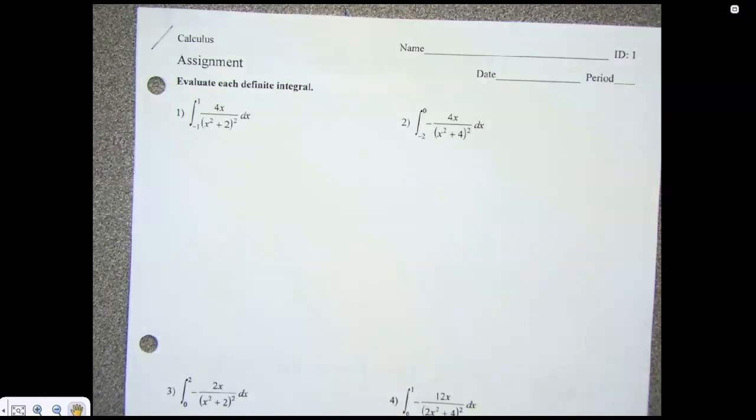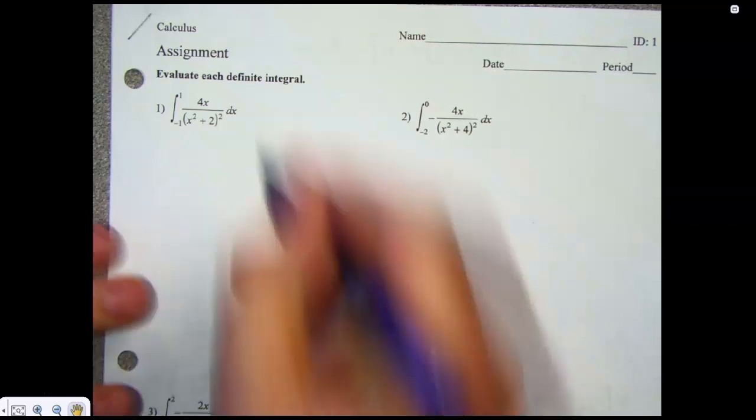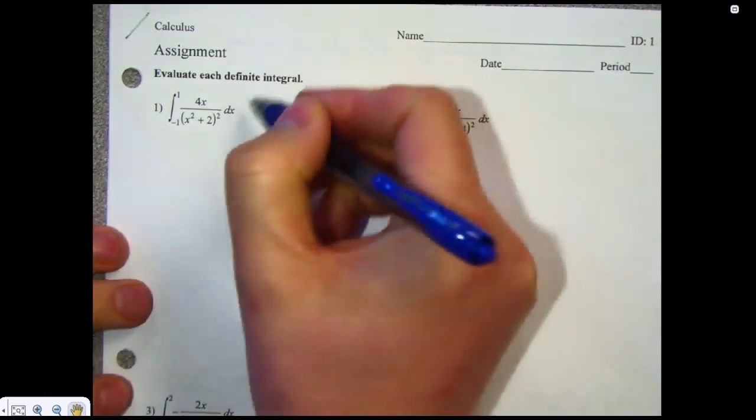Okay, so we're going to do U substitution with definite integrals. So we're combining, so you've done U substitution, we've done definite integrals, we're just combining. There's just a little trick you got to know to make it work the right way. So let's look at number one. Let's just start doing something together.